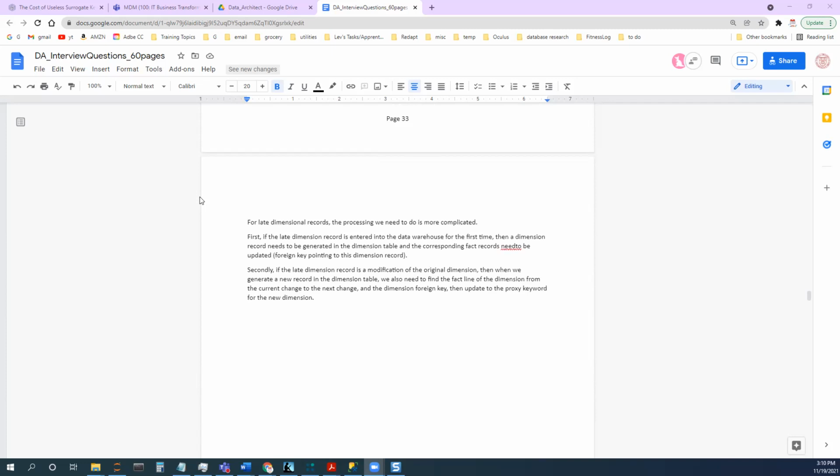For late dimensional records, the processing we need to do is more complicated. First, the late dimensional record is entered into the data warehouse for the first time. Then a dimension record needs to be generated in the dimension table, and the corresponding fact records need to be updated with the foreign key pointing to this dimension record. Secondly, if the late dimension record is a modification of the original dimension, then we generate a new record in the dimension table. We also need to find the fact rows of the dimension from the current change to the next change, and update the dimension foreign key to the surrogate key of the new dimension.